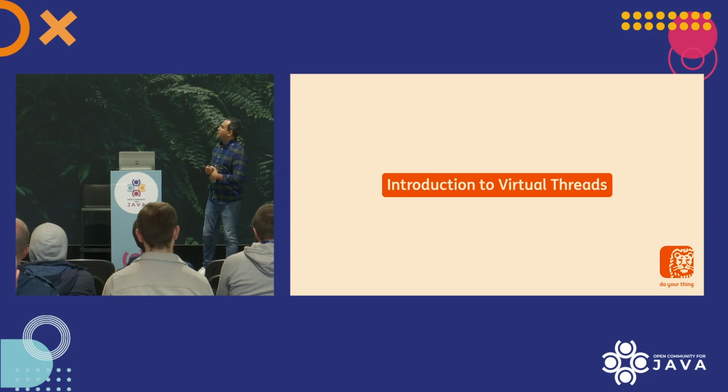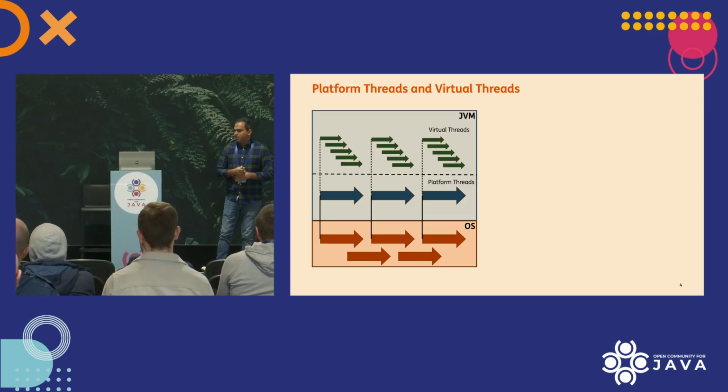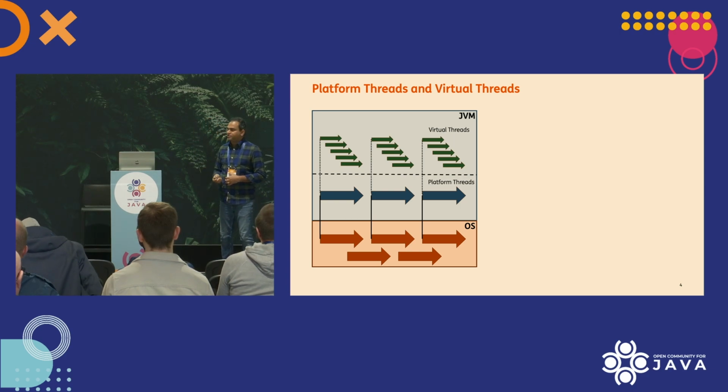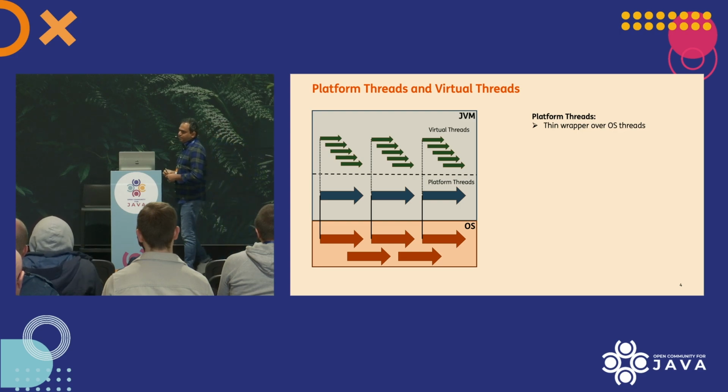Let's start with part 1, which is the introduction to virtual threads. What we see here in this picture is an instance of the JVM, which is running on some operating system. The JVM has a bunch of virtual threads. It also has a few platform threads. And the operating system has some OS threads. Let's start with the platform threads first.